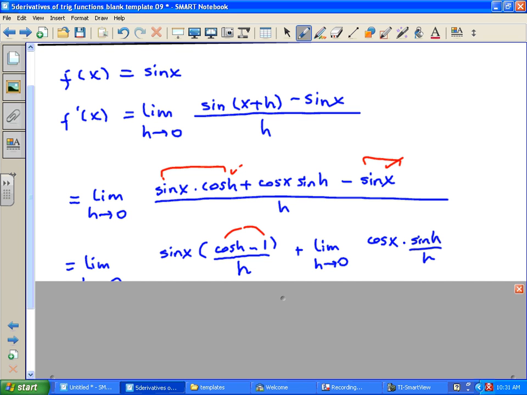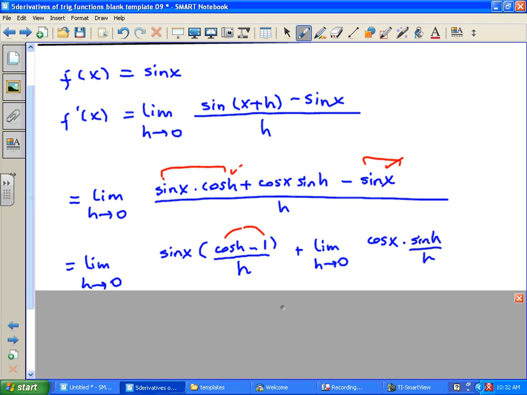And then the second part, I'm writing exactly as it is. This middle part, cosine x times sine h over h. You see, I wrote it exactly as it is. And I distributed my limit sign over a sum or difference here. So I put it as 2 limits. You can't do that with all limits.